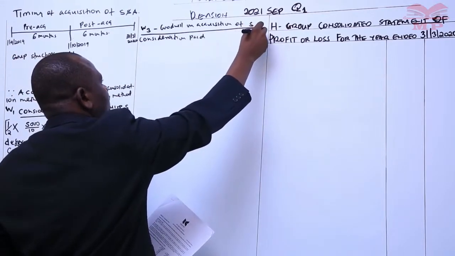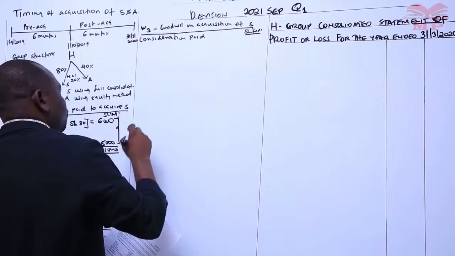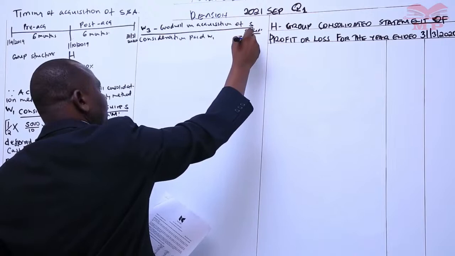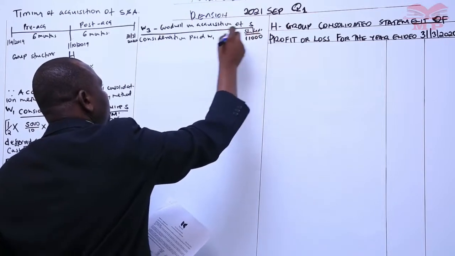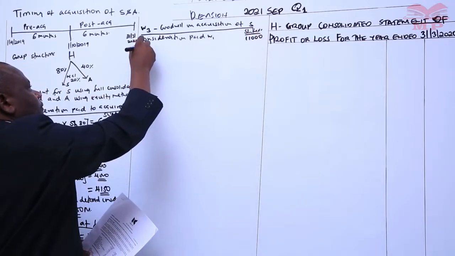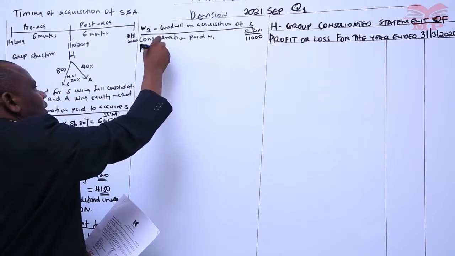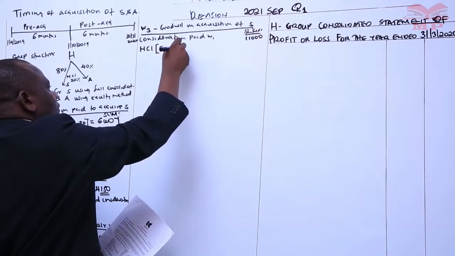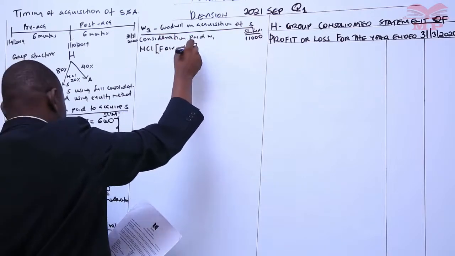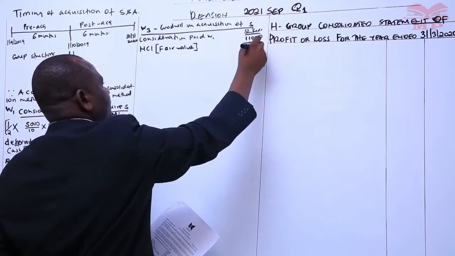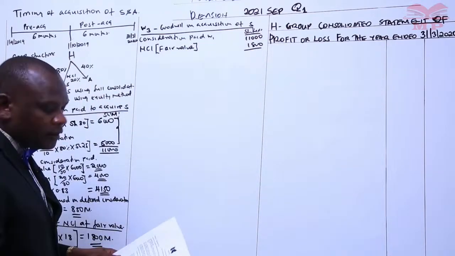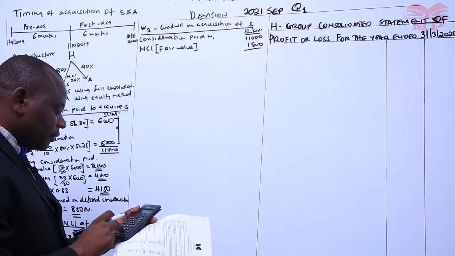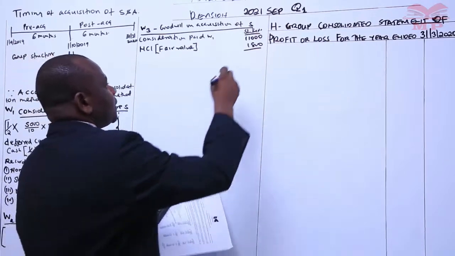We start with consideration paid, shillings in millions, which is working 1, 11. To that we add the fair value of non-controlling interest that we're going to pay them. We talk of fair value, 1800. So the total consideration paid, inclusive of NCI, is 12,800.